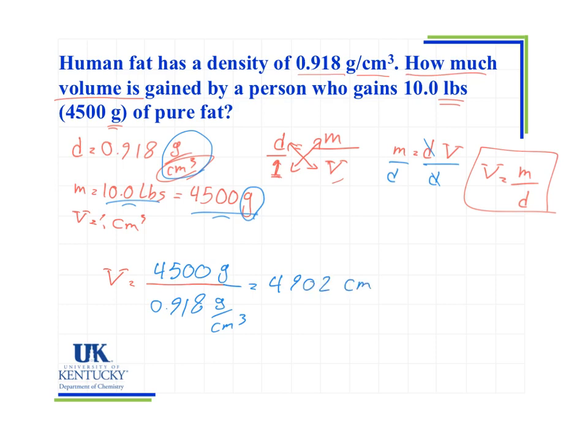and this will be 4902 cubic centimeter. So you might ask, why is the unit of volume cubic centimeter? When we have division by a fraction, it's just like multiplying gram by the reciprocal of that fraction. So it's gram times cubic centimeter over gram. Then you can cancel the grams and you end up with cubic centimeter.